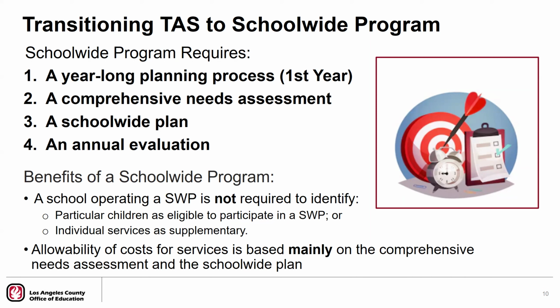We often get questions about schools wanting to go from the targeted assistance program to a school-wide program. So it's important that people understand the reasons and the benefits of why a school would want to go school-wide. The school does not require the identification of individual students for services as required in the targeted assistance model. The individual services do not need to be supplementary as traditionally in Title II or Title III. And the allowability of costs for services is based mainly on the comprehensive needs assessment and what's written in the school plan.